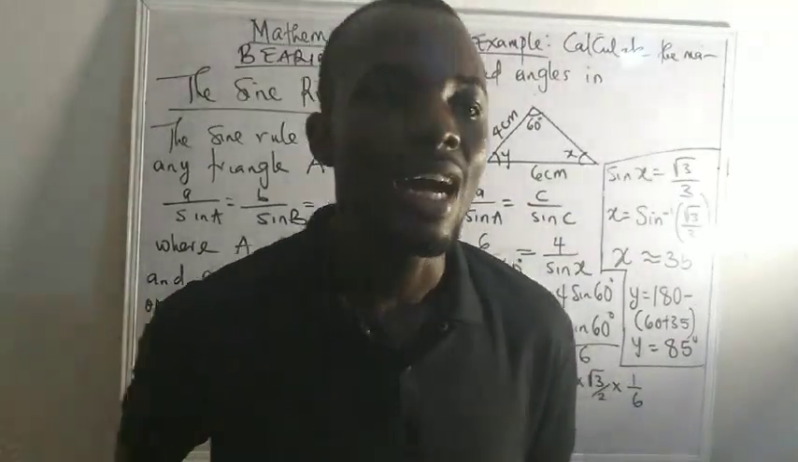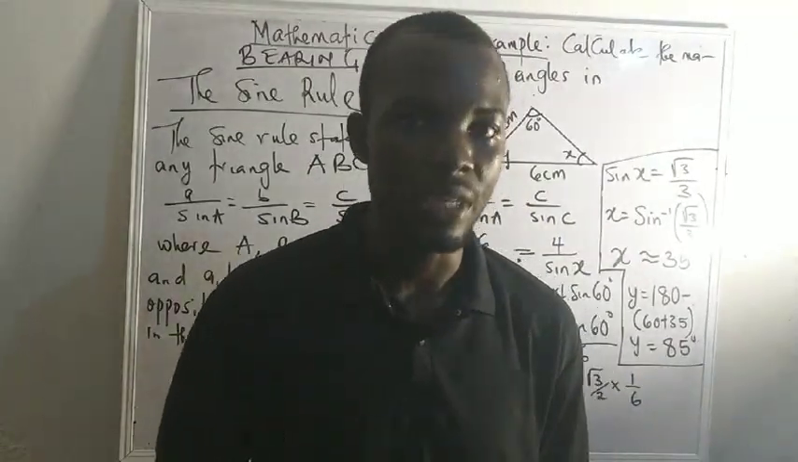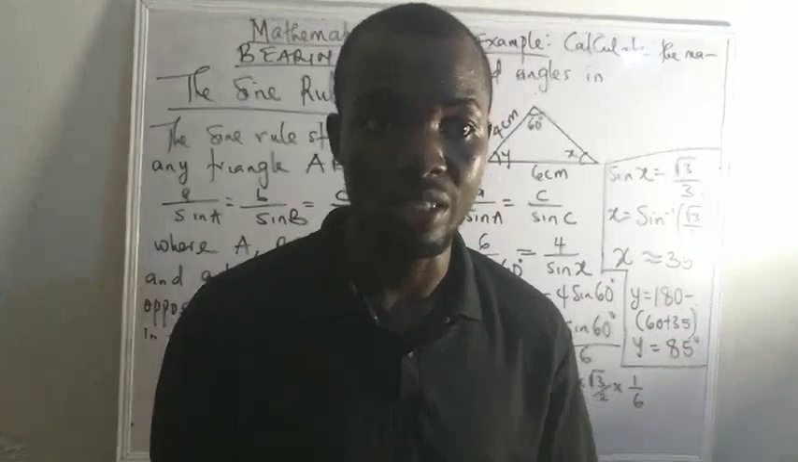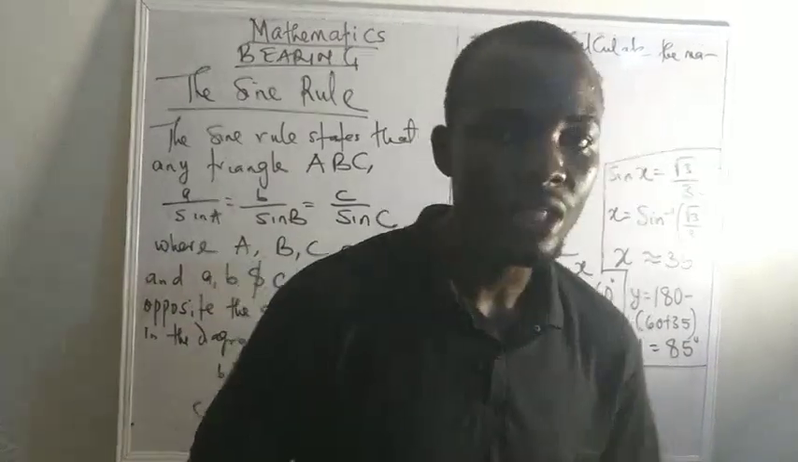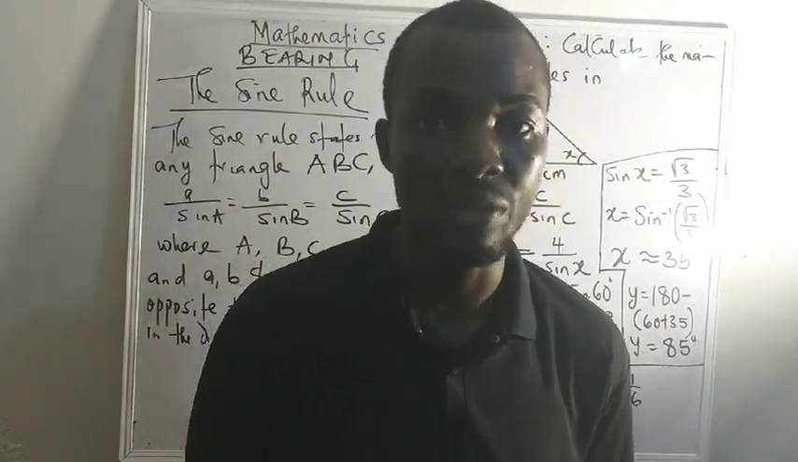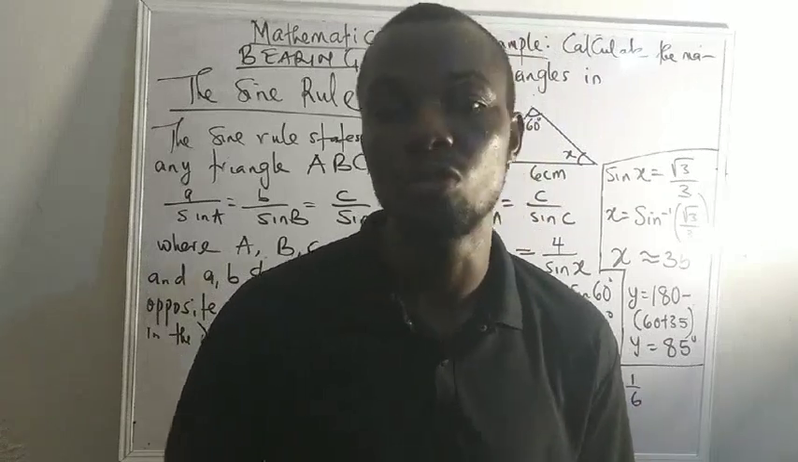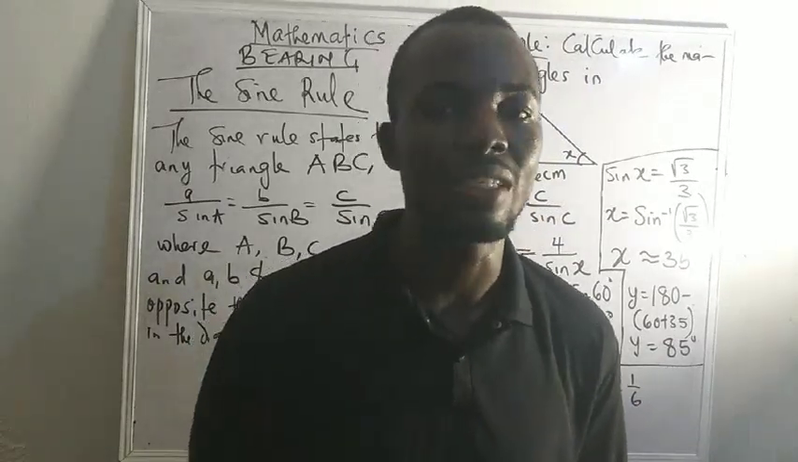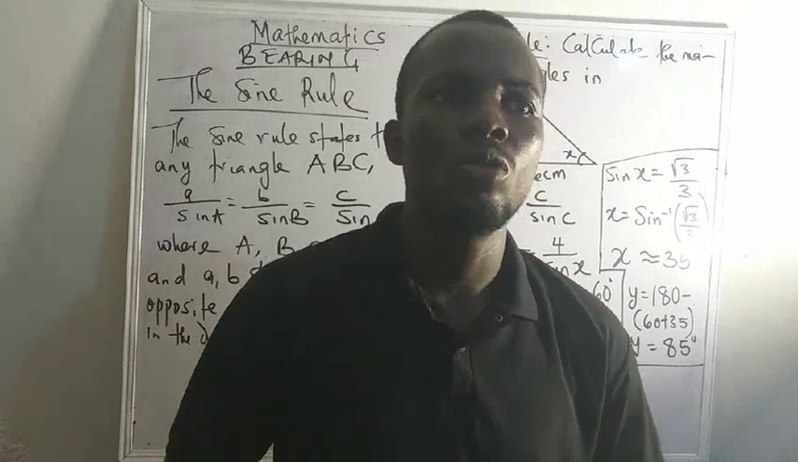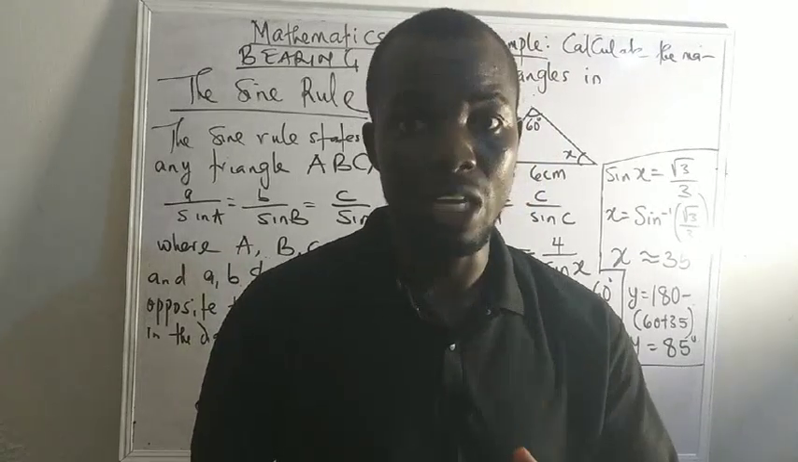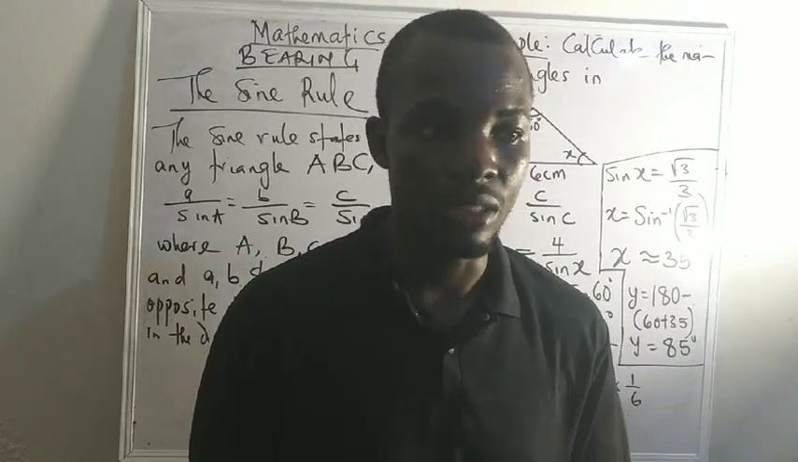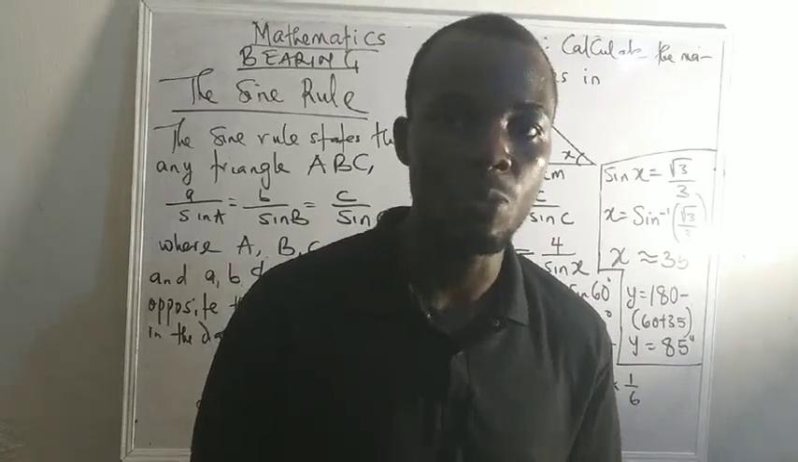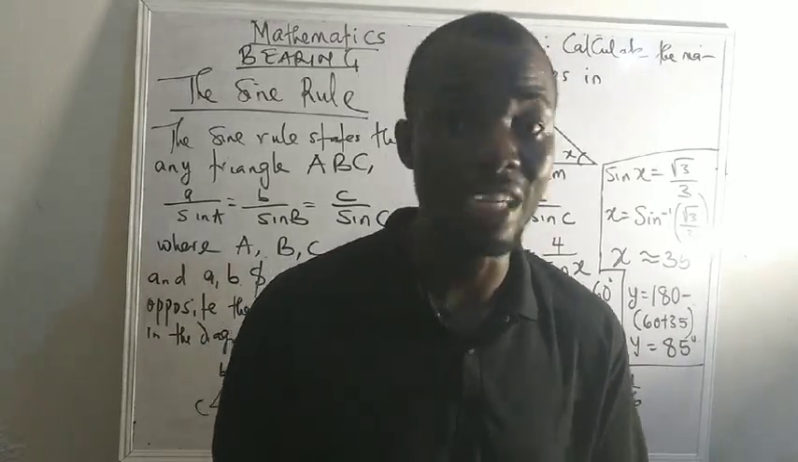To this lesson, I want to continue the topic bearing. I've looked at introduction to bearing, definition of bearing. I've looked at types of bearing, that is compass bearing and true bearing, also known as the three-figure bearing. I've also looked at problems involving the bearing types, how to change from compass bearing to three-figure bearing, vice versa.